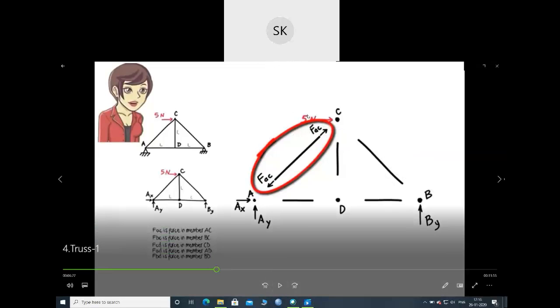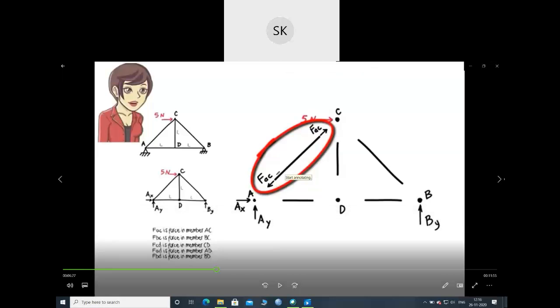So you can assume first that your member is in tension or compression. Okay, suppose you have assumed that this member FAC is in tension, and you're considering tension as positive value. So after solving this joint, if you get FAC as positive value, that means your assumption was correct and the member is in tension. You can assume also that the member is in compression. Whatever you assume, if you get the positive result, then your assumption is correct. Okay.